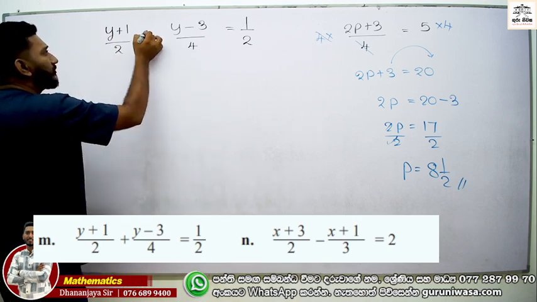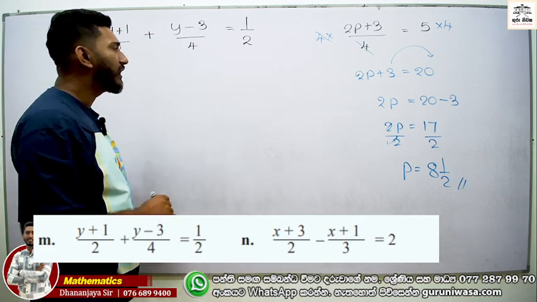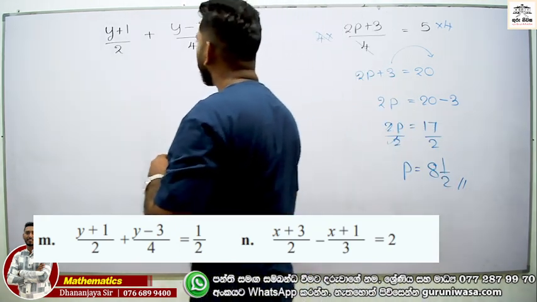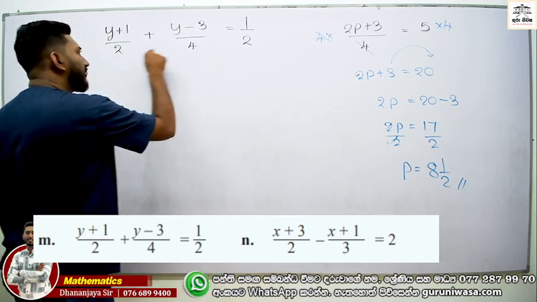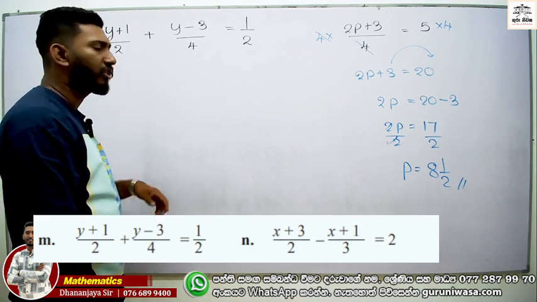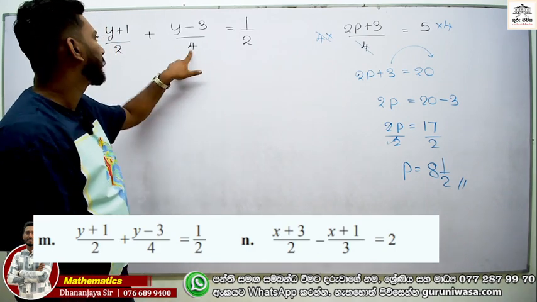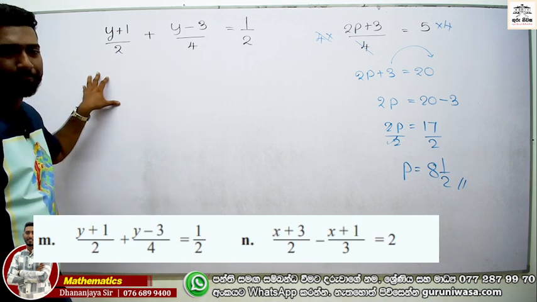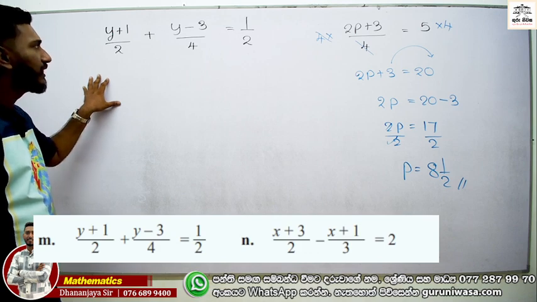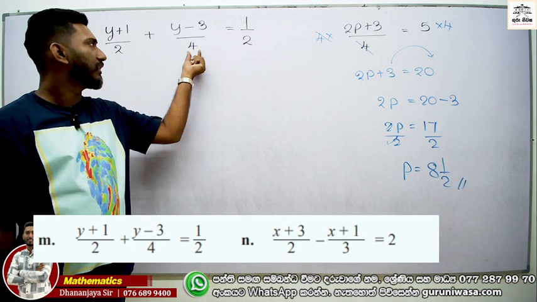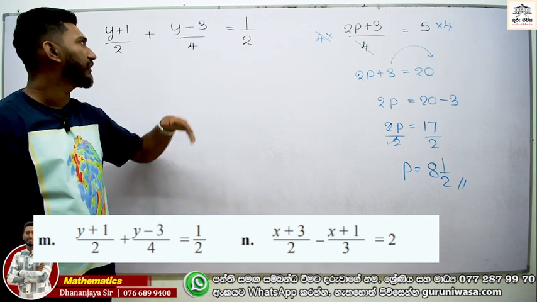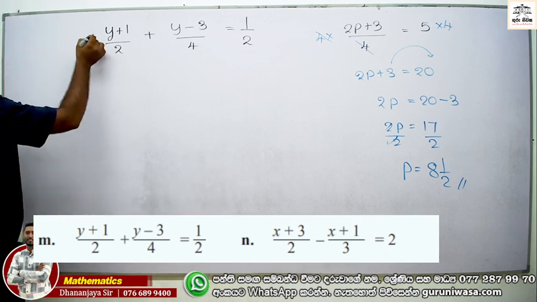Then look, the right hand side also has a denominator. Therefore you need to think of the LCM of these three things. Now tell me, what is the lowest common multiple of these three things? It should be 4. Remember, the greatest one is 4 and 4 is divisible by 2. Therefore 4 is the LCM. Now I am going to multiply by 4.